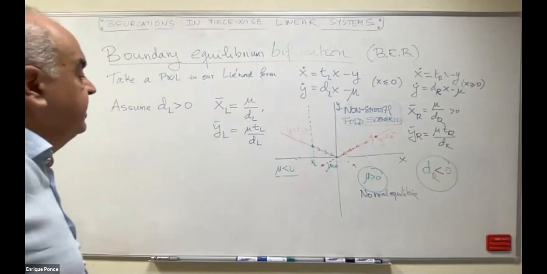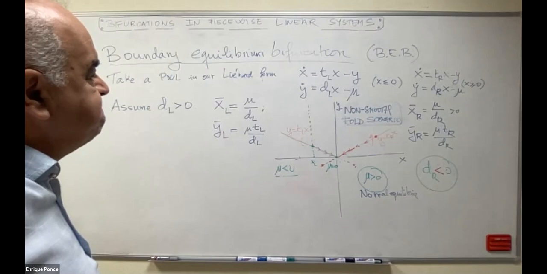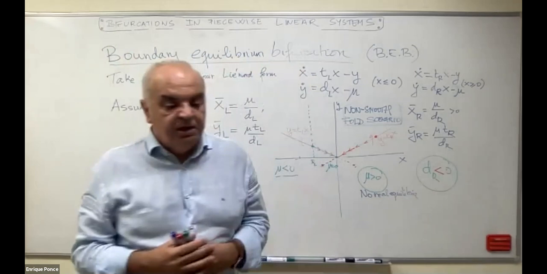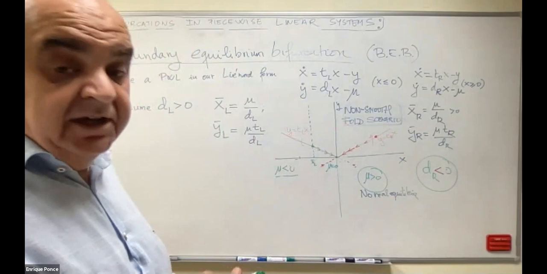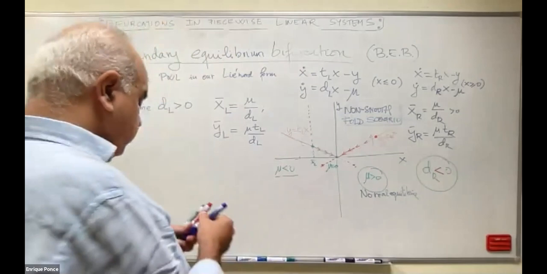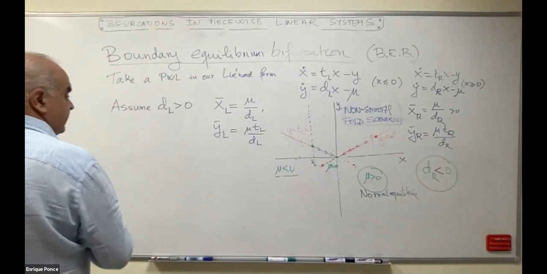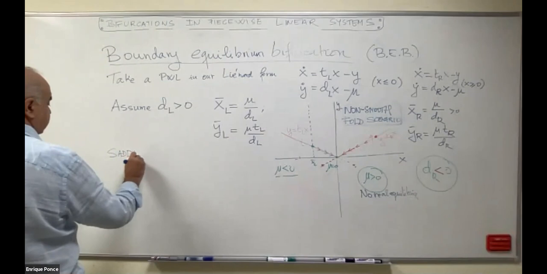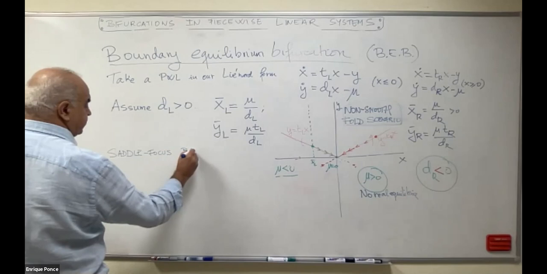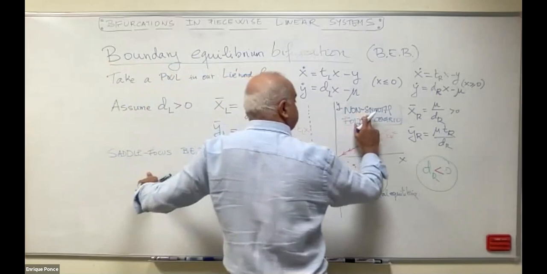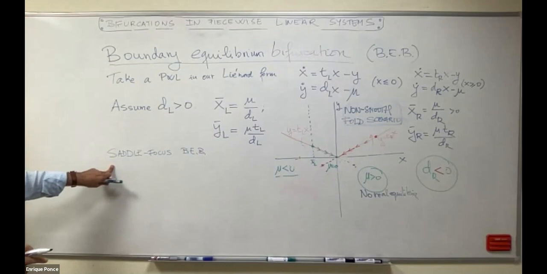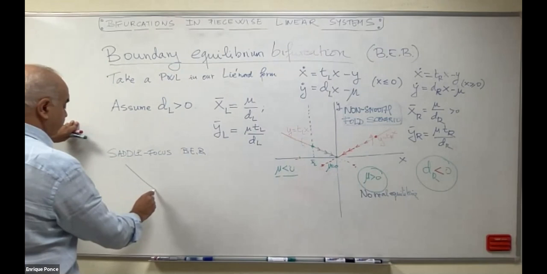And in fact, this situation is interesting, because we can have, for instance, something that cannot appear in a smooth system, no? As is the case of the so-called saddle-focus BEB, boundary equilibrium bifurcation, which is a special case of this non-smooth fold scenario. The saddle-focus BEB. In the saddle-focus BEB, you have some phase plane like this.